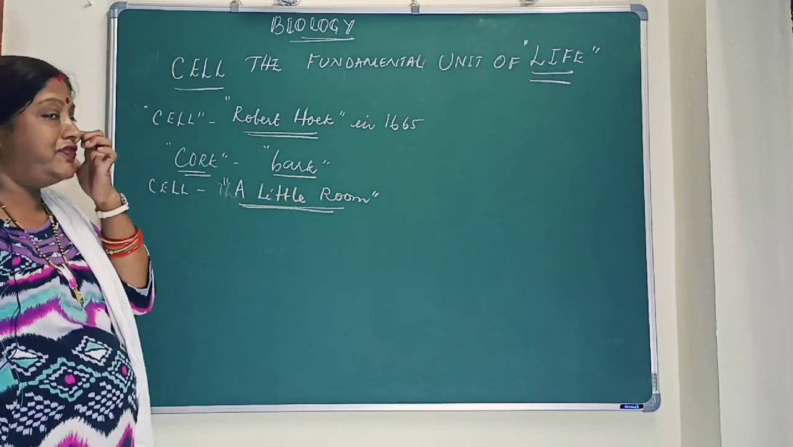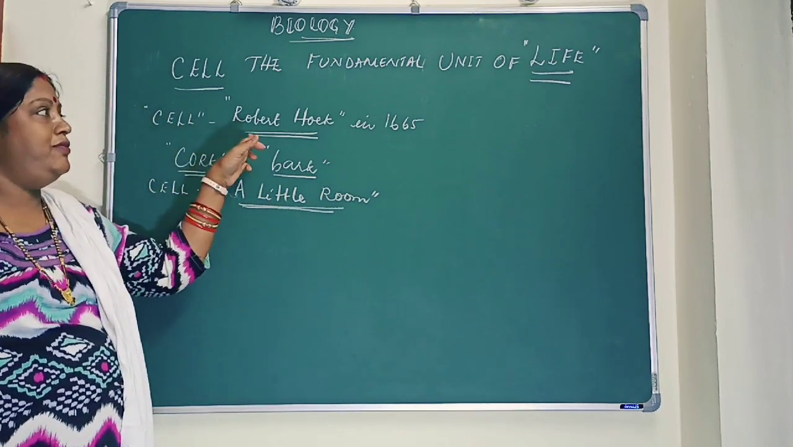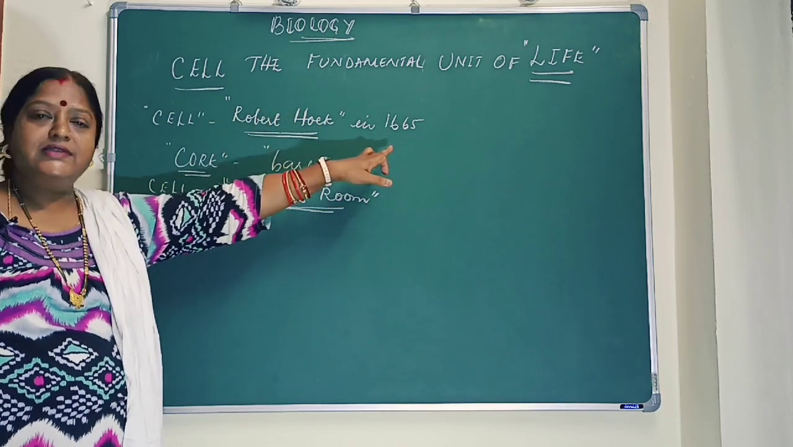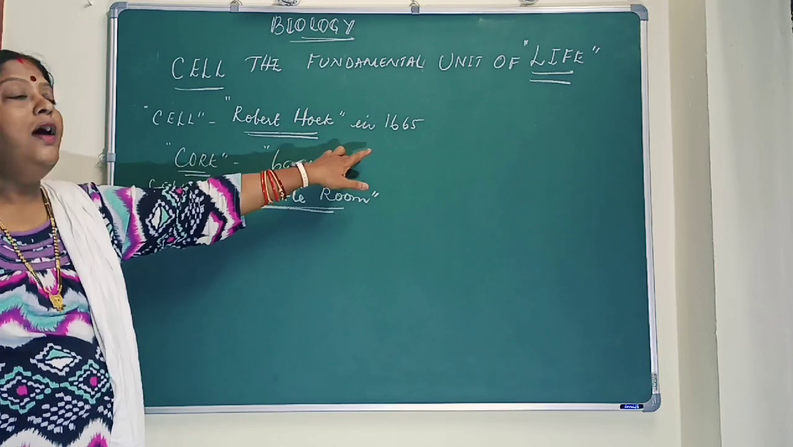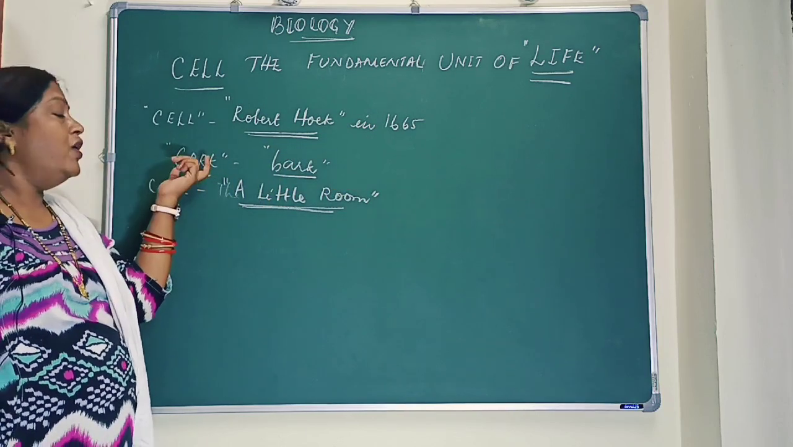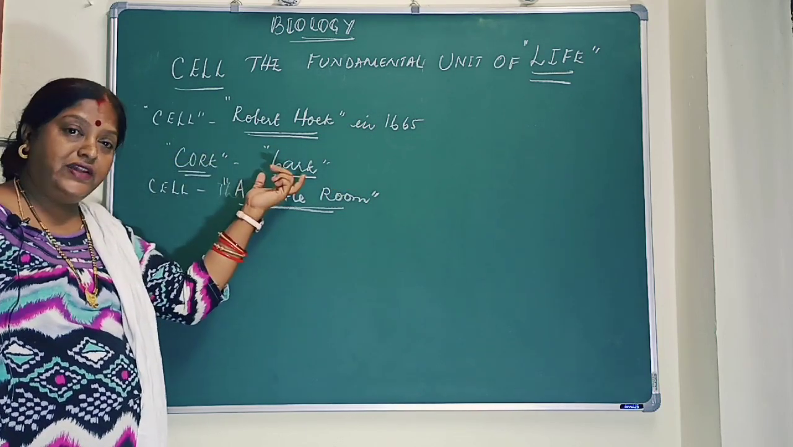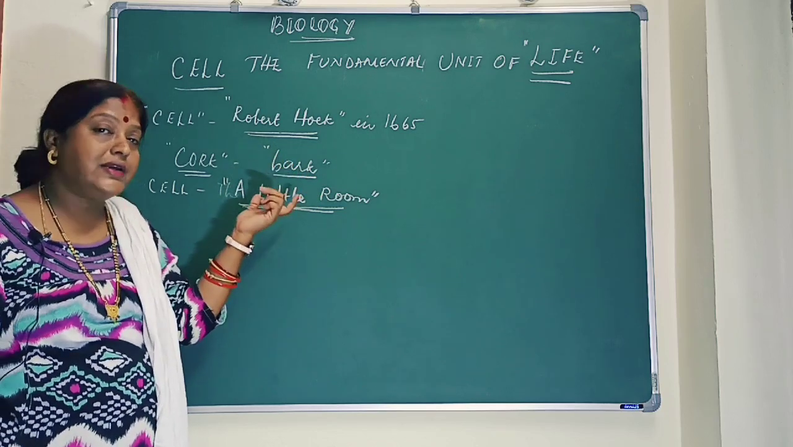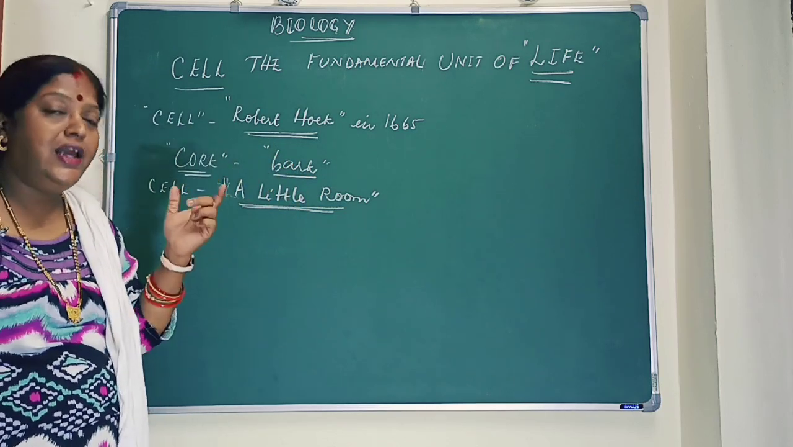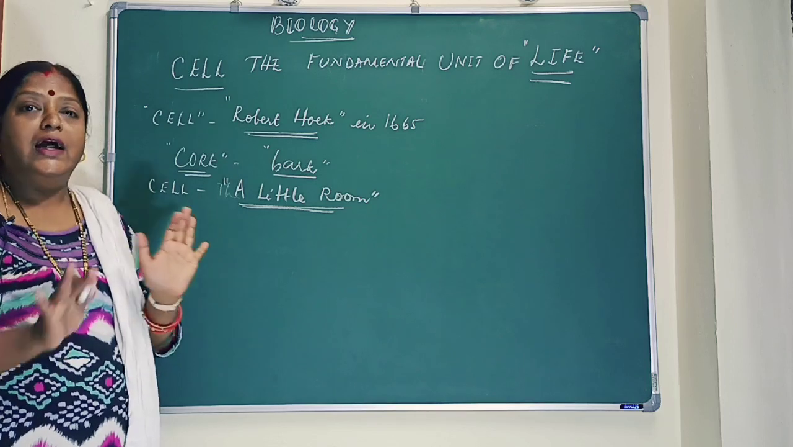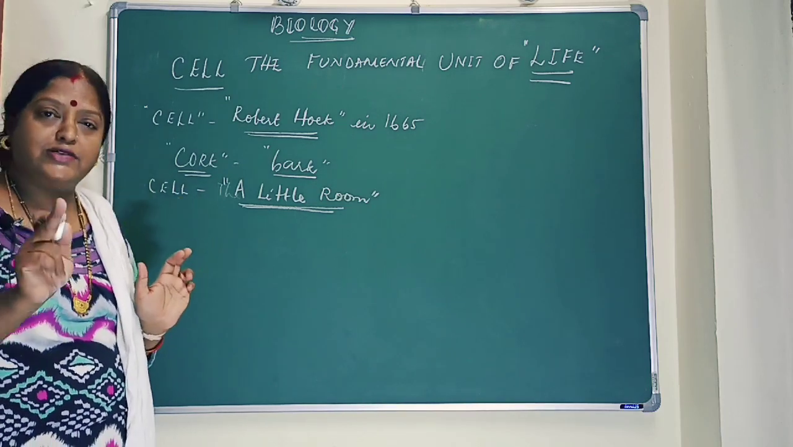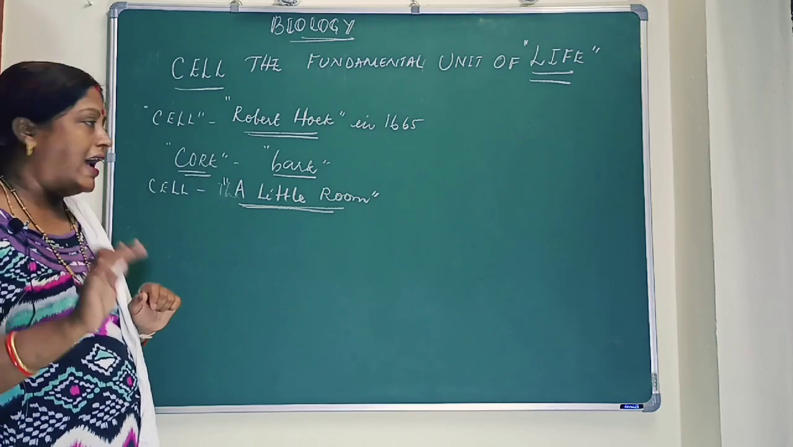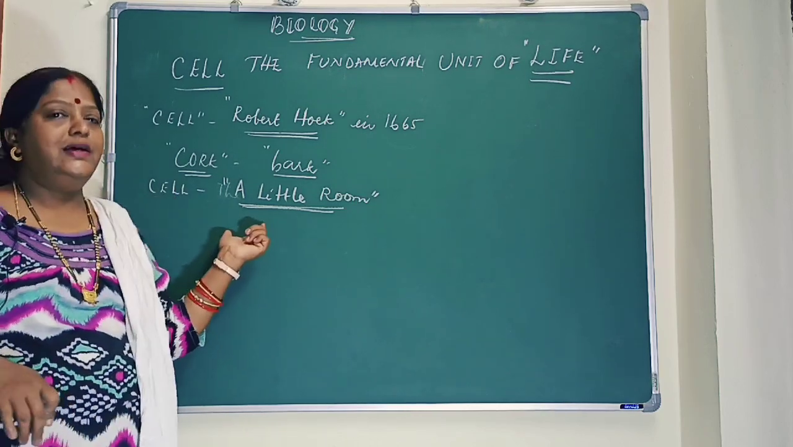So cell was first discovered by the scientist named Robert Hooke in the year 1665 by his own self-designed microscope from the cork of the tree. Cork is nothing but bark of the tree, and as the bark is the dead tissue of the tree, Robert Hooke found nothing in the cell, and he said that cell is empty, hexagon in shape. In Latin cell means a little room.